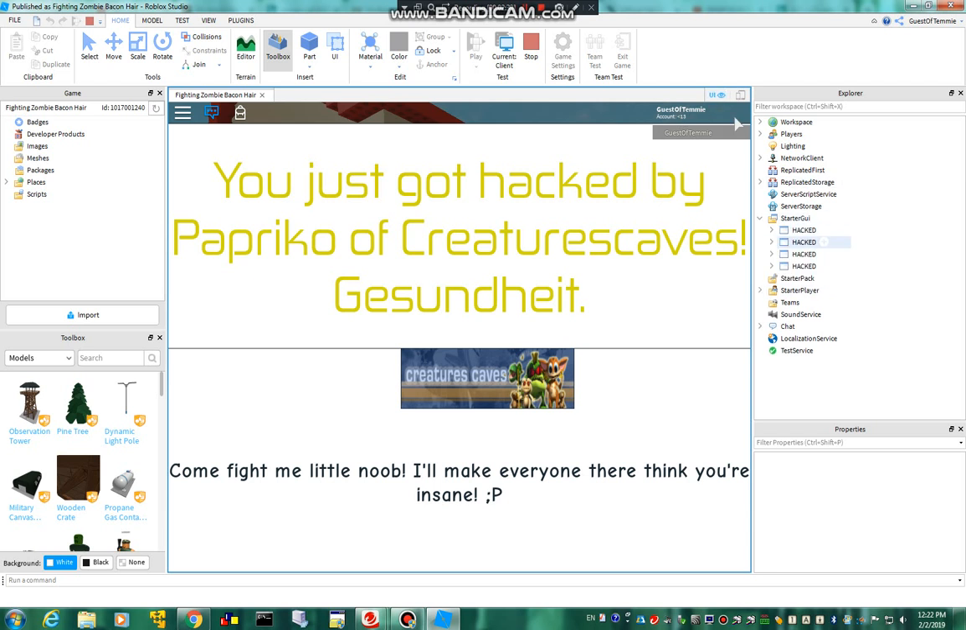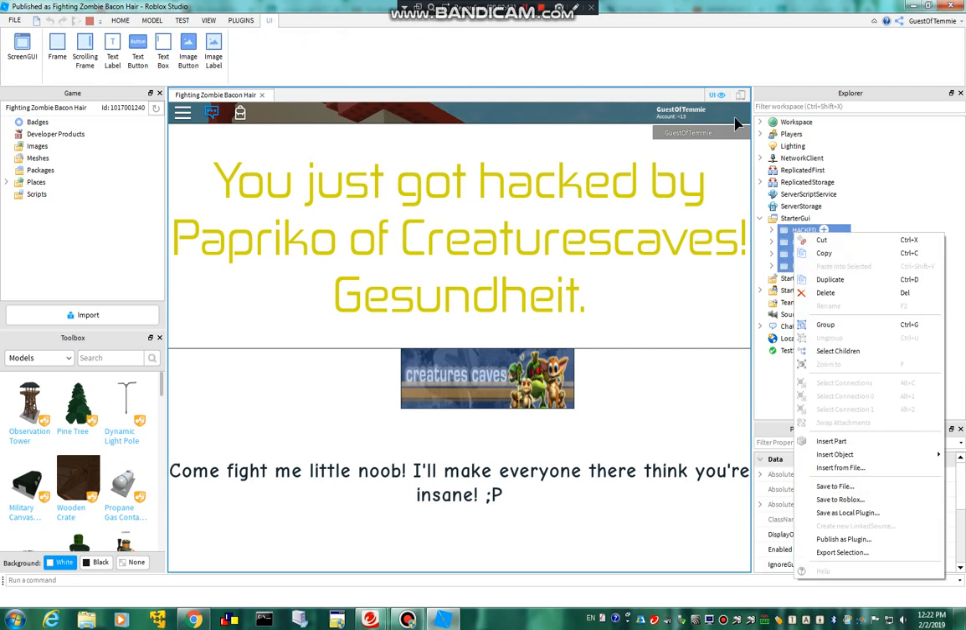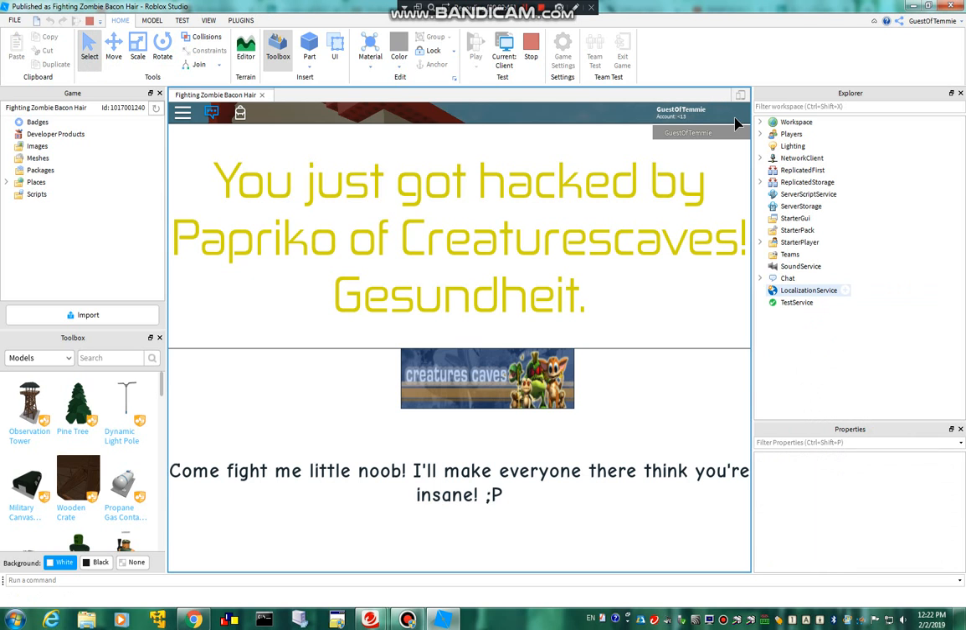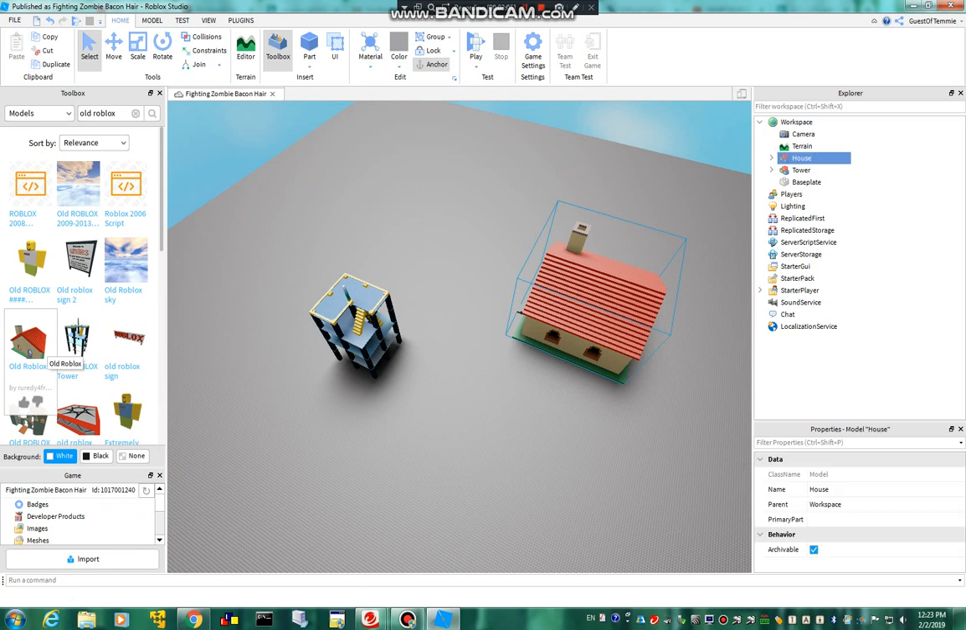Basically, it does this. And if you try to delete it, it doesn't get rid of it because it's a little piece of... Why does it do this? So yeah, I don't trust free models anymore.